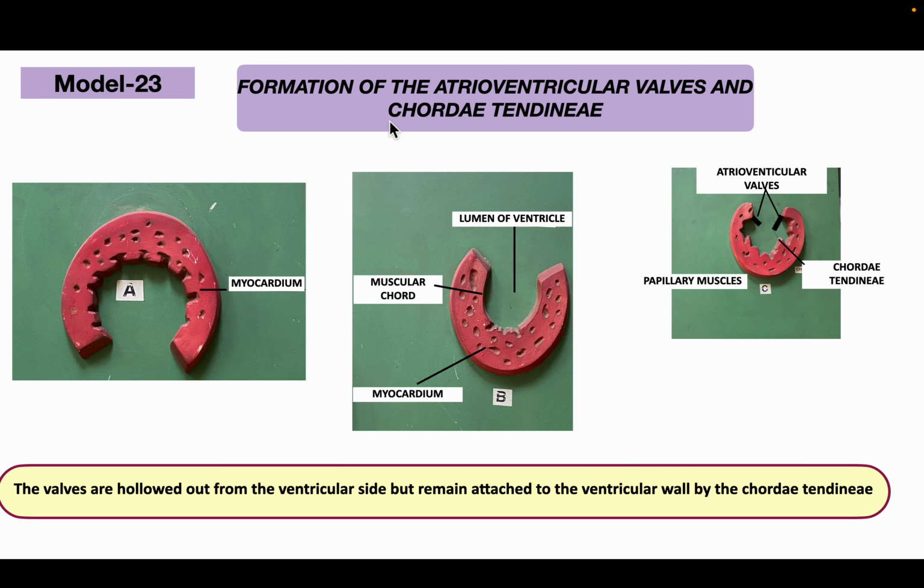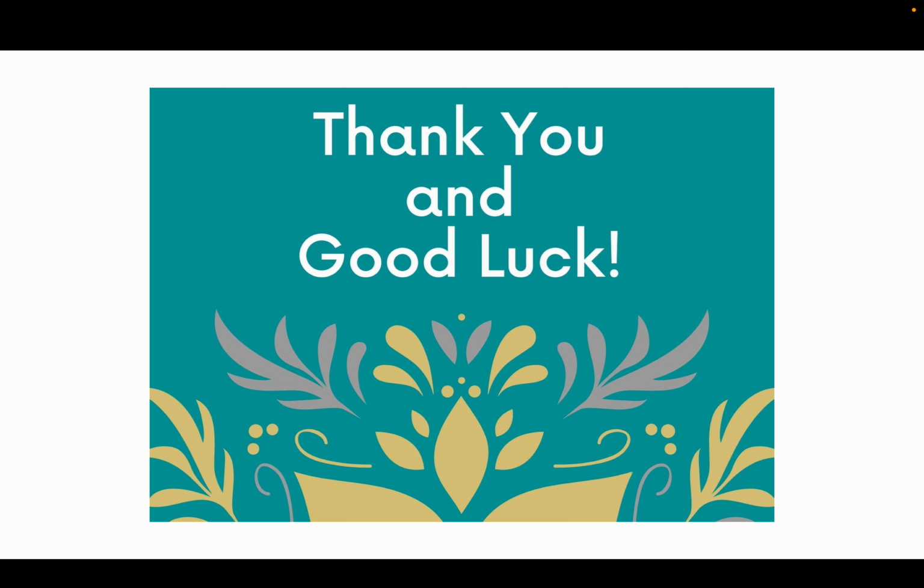Now this model is showing the formation of the atrioventricular valves and chordae tendineae. So a thick wall of myocardium is shown, then muscular cords are shown, lumen of ventricle is shown, myocardium is shown, then atrioventricular valve with chordae tendineae. Through this it is attached to the papillary muscles. So these are the papillary muscles. The valves are hollowed out from the ventricular side but remain attached to the ventricular wall by chordae tendineae. So these are the models which we have discussed.